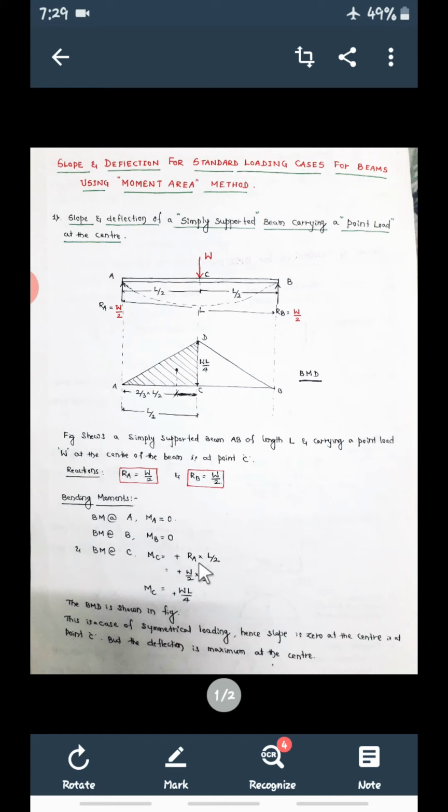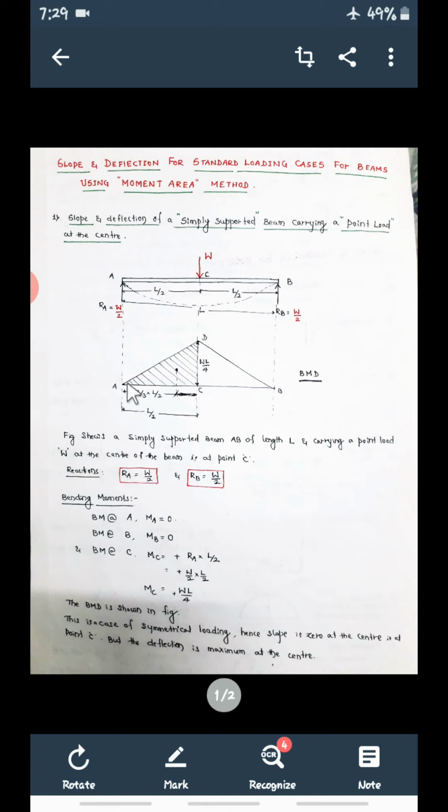Now draw these ordinates in the form of bending moment diagram. So first draw the baseline, that is beam A, C, B. Now mark the bending moment. So what is bending moment at A? It is 0. Bending moment at B is 0. And bending moment at C is plus WL by 4. Plus means above the baseline you are going to mark. So bending moment at C is WL by 4 plus.